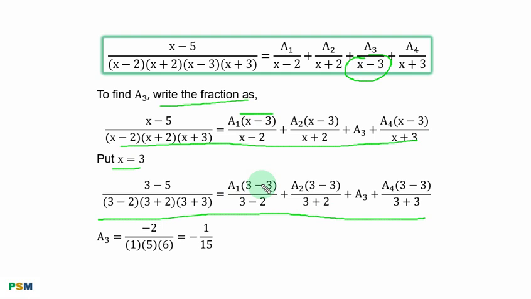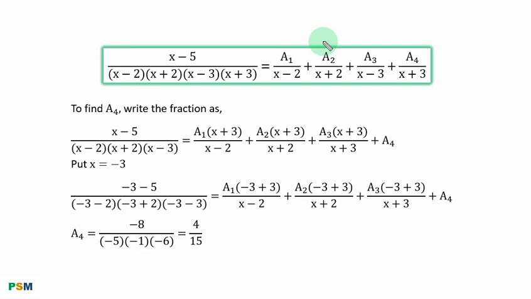3 − 3 is 0, times A1 is 0, divided by this, 0. Here is also 0, here is also 0. You are left with A3 equal to the left hand side in this form. That is −1 over 15. If you divide 2 and 6 by 2, you have 1 here. Here becomes 3. When you multiply, you have −1 over 15.